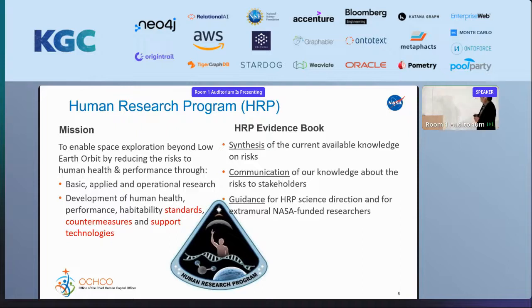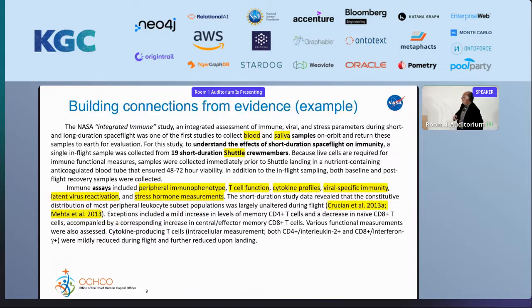You can see their mission here is to enable space exploration beyond low Earth orbit by reducing the risk to human health and performance. That's a pretty good mission. When they say evidence book, they mean exactly that. It's a book. So they've got all that information in piles of papers, and in order to read through it, they've got to look for the commonalities and the issues as they go through the experiments. So they're looking at developing a knowledge network that would allow them to grab all of this information. This is a basic example of some of their information in an evidence book.